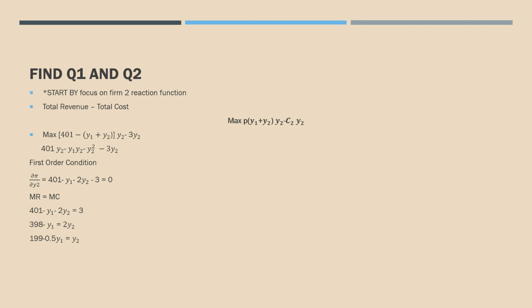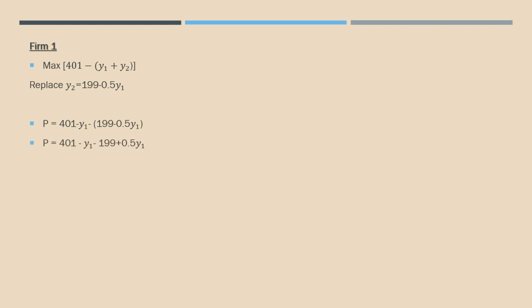Simplifying again, I get 199 minus 0.5 Y1 equals Y2. This is my first equation. I replace this into Firm 1's demand function, which is 401 minus (Y1 plus Y2). Once I replace it, I get 401 minus Y1 minus 199 plus, minus times minus gives plus, 0.5 Y1. So the demand function of Firm 1 is 202 minus 0.5 Y1.